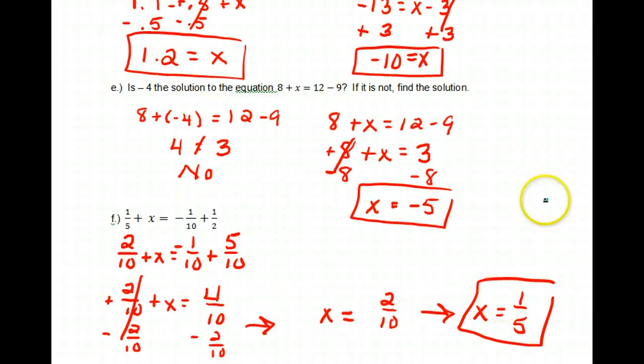This completes section 2.1, which involved solving one-step equations that involved addition and subtraction. Please let me know if you have any questions at any point in time about this problem or this entire section, and I will be more than happy to go over any of these problems or concepts with you. Thank you.